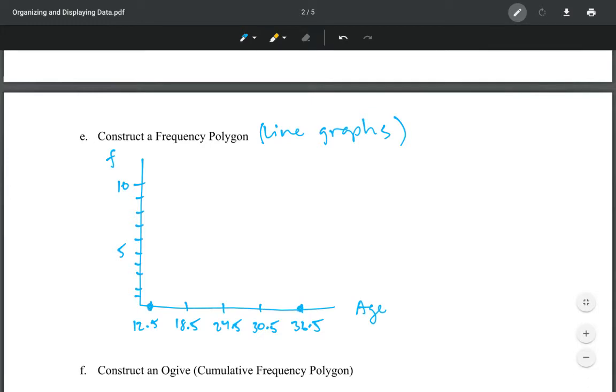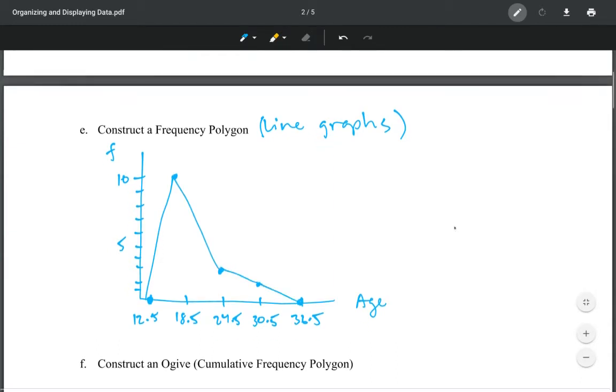So I've got 10 people with a representative age of 18.5. I had 3 people with a representative age of 24.5 and 2 people with a representative age of 30.5. See how well I can connect the dots here. Not too bad. Okay, and there's my frequency polygon.